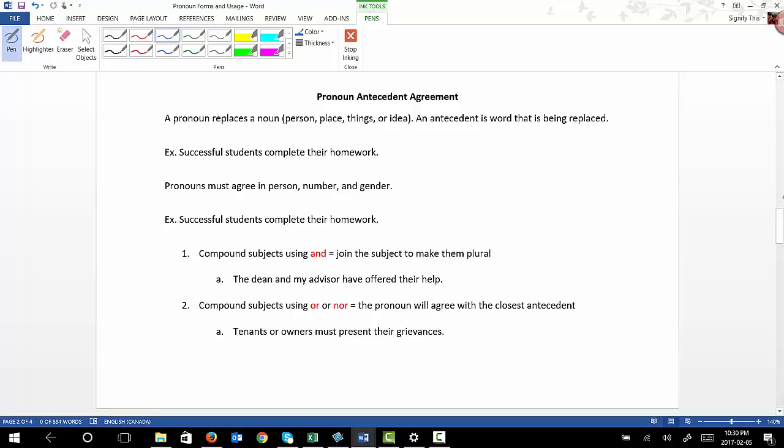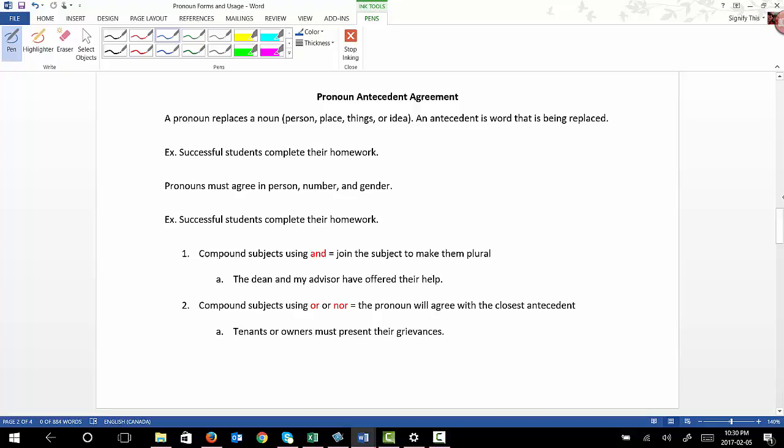Okay, so now we're getting into pronoun-antecedent agreement. This is very, very similar to subject-verb agreement and the rules for subject-verb agreement, such as, if you can remember, when you have a compound subject joined by the word and, you join those two subjects together to create a plural subject. Okay? So the same kind of rule applies to pronoun-antecedent agreement.